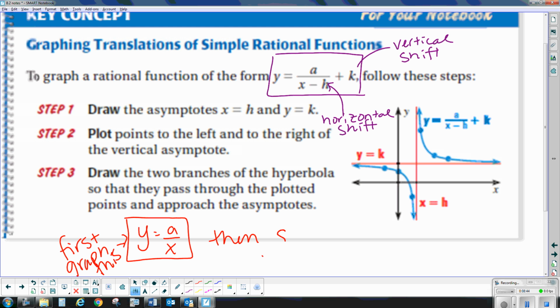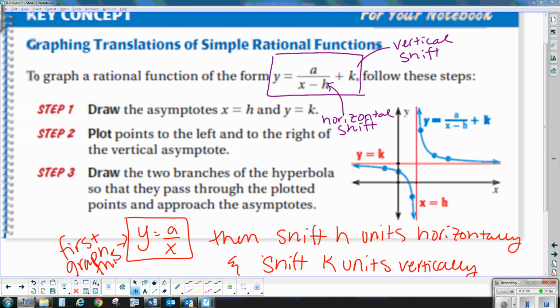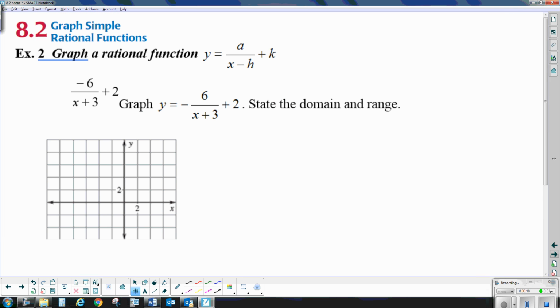And then we can shift h units horizontally and shift k units vertically. Remember in your form you have in the denominator x minus h, that's the formula. So if it's x minus 3, your h value is positive 3, which means you'll move to the right 3 units. So let's look at an example here.